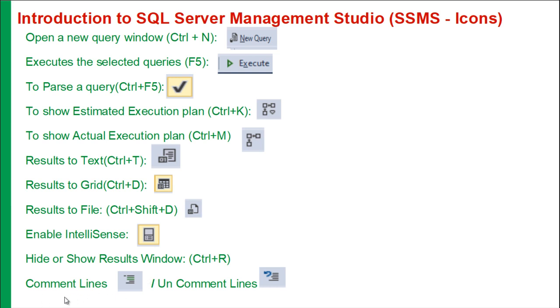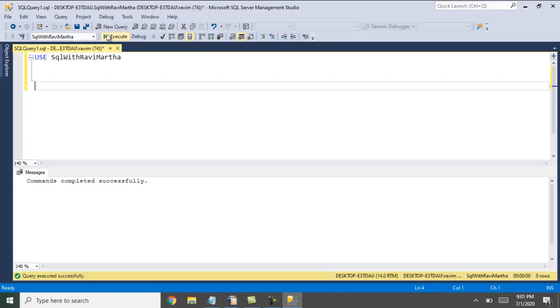If you want to comment particular lines of code, select those lines and click on this particular button, which will comment the lines. If you want to uncomment the lines, select those lines and click on this button. Let's see it in the actual SSMS now. The other icons are New Query, which opens a new query window, and Execute, which executes the queries. You can also debug queries using this button by selecting any stored procedure.